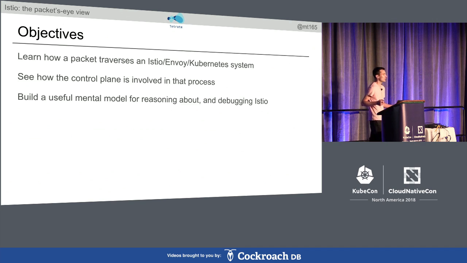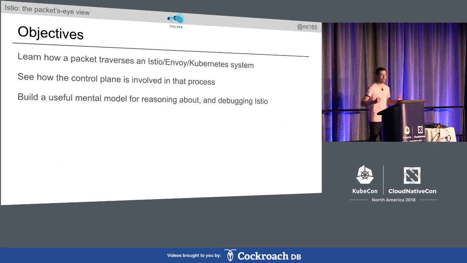This isn't an introduction to Istio. I'm not going to give you the pitch about Istio's features. There's a bunch of great material out there on that already. What I'm going to cover is how a packet goes east to west through the system. We're going to see how Envoy gets involved, and we're going to see all of the control plane components involved as well and what they do.